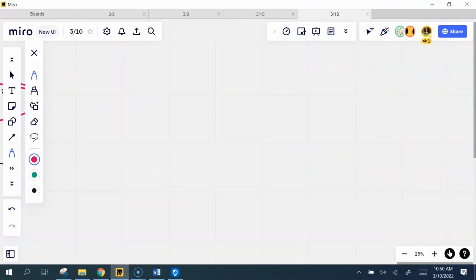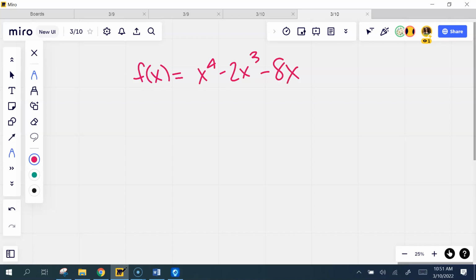It is not factored for us, so you have to first factor it. And what do you take out first? X what? Squared, that's exactly right. Taking out x squared leaves me with x squared minus 2x minus 8.